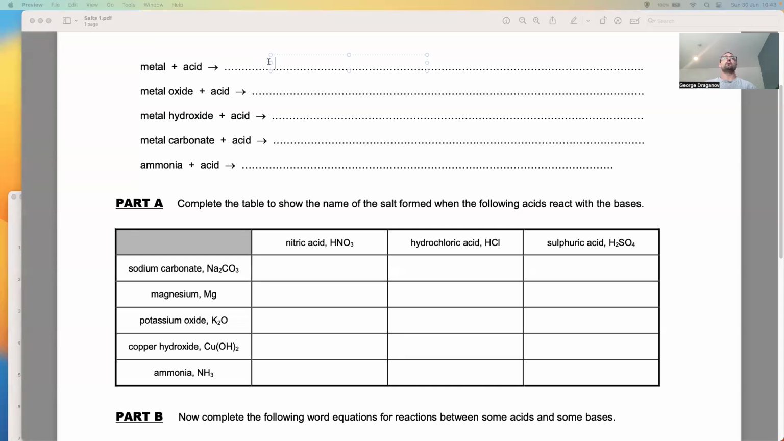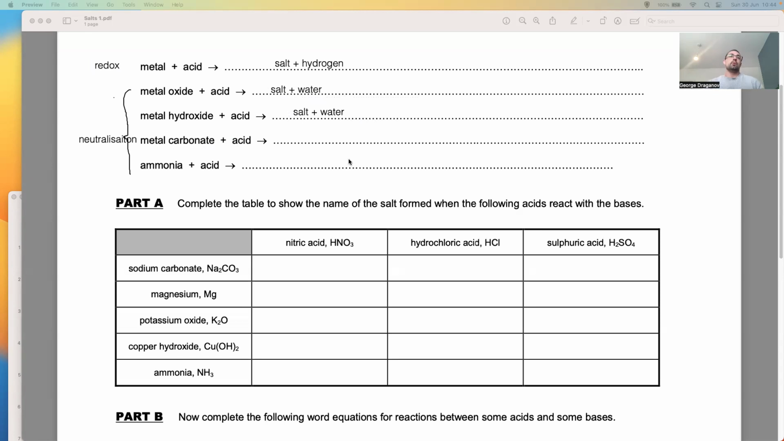So the first one is metal plus acid. We've been over this. It forms salt plus hydrogen. Now, these four are all neutralizations because these are bases. Okay, so these are all neutralizations. This was actually redox, if you remember the lesson before, metal plus acid. So this one here will form a salt plus water because that's what neutralization does. And this one is actually the same as well. It forms a salt plus water.